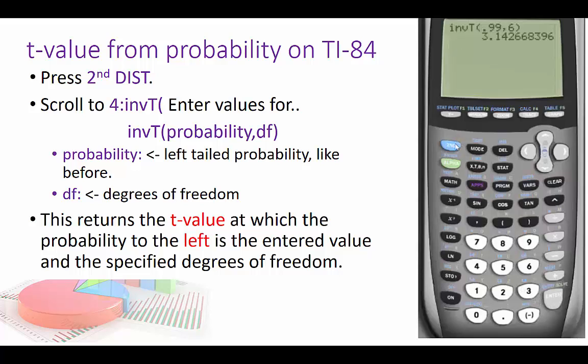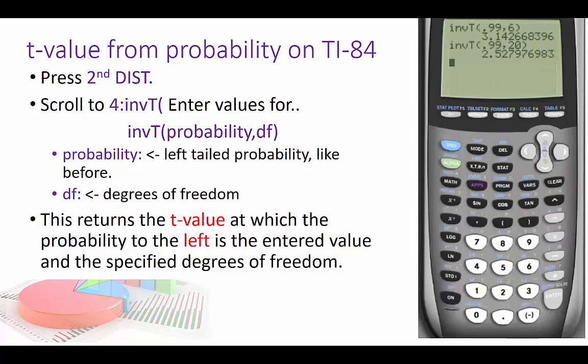So this returns a t-value at which the probability to the left is the entered value and the specified degrees of freedom. Okay, so here I'm doing another one with a larger degrees of freedom, and you can see here that my t-value is smaller when I have larger degrees of freedom. So that's an interesting thing to note.